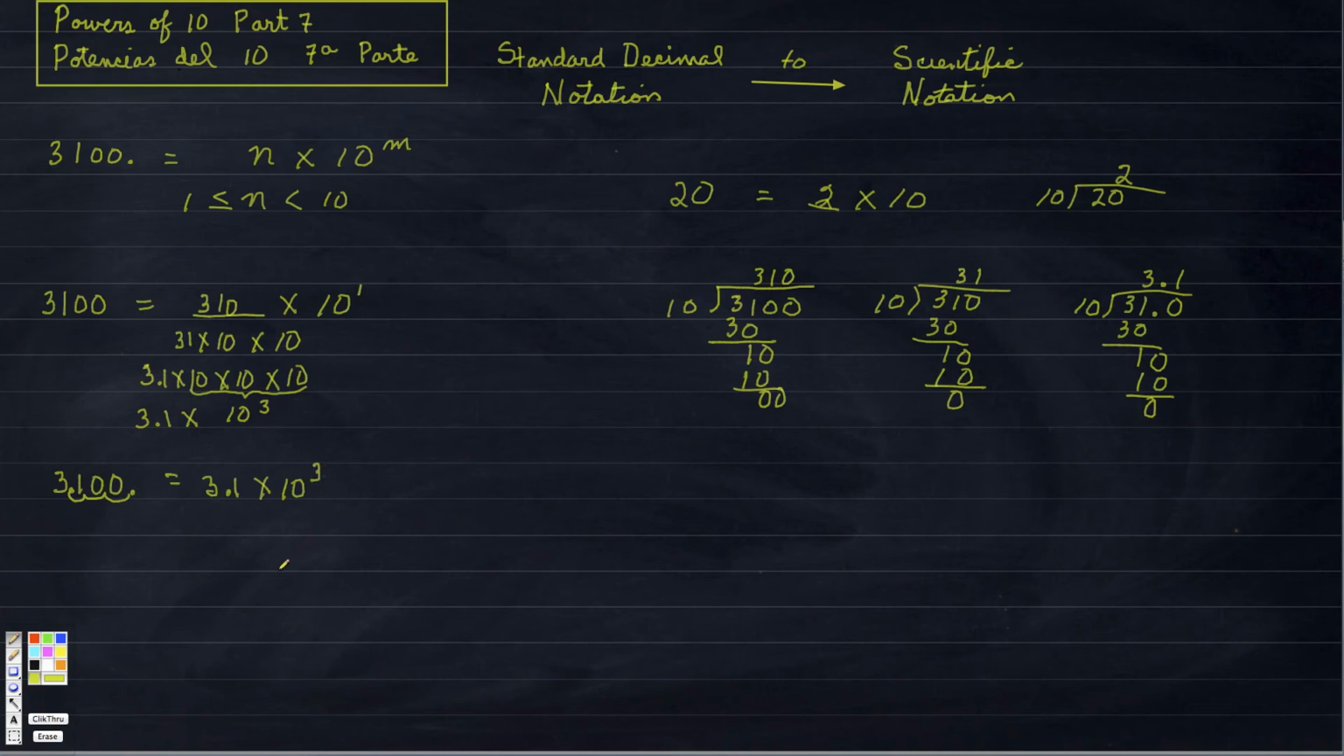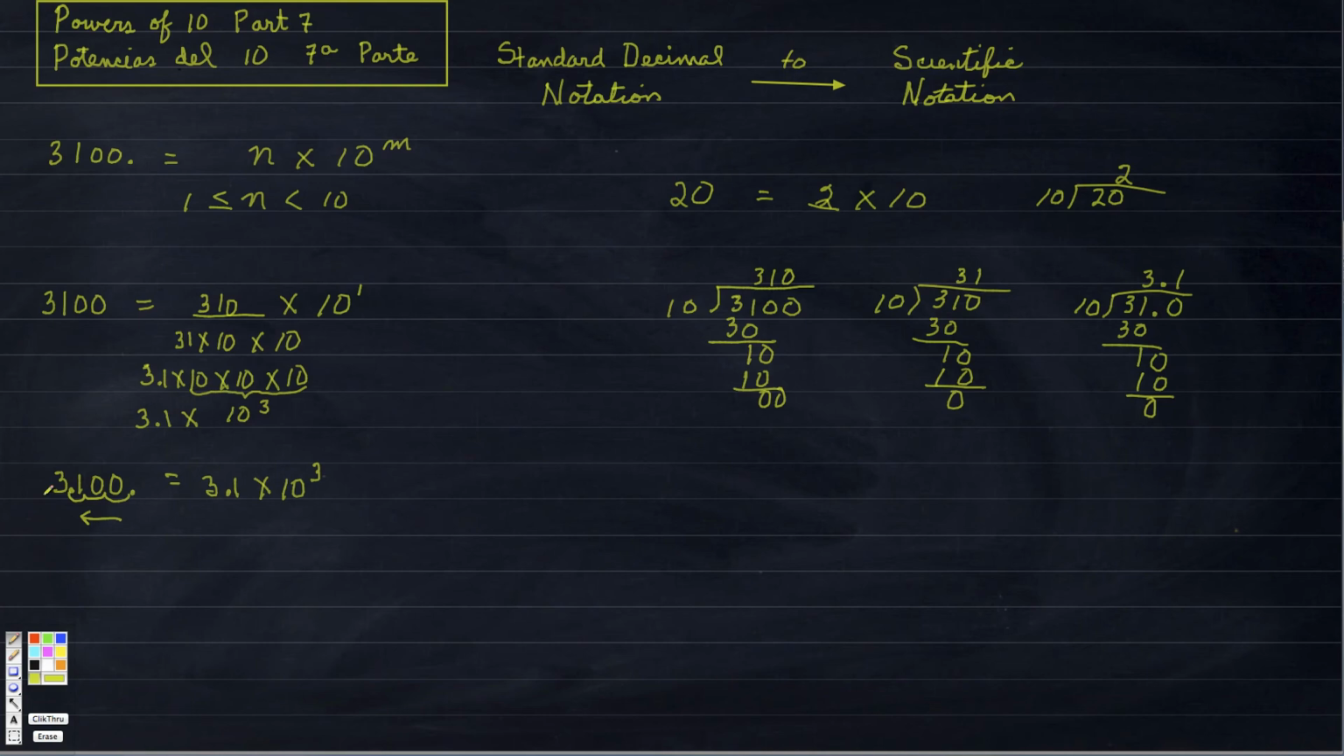Okay, so let me explain this in Spanish now. Lo que hicimos aquí en este problema fue repetidamente dividir con el 10, pero eso se toma mucho tiempo. Lo más fácil sería de nada más correr el punto a la izquierda. Siempre que dividimos con un 10 es lo mismo que mover el punto a la izquierda. Aquí lo voy a mover 3 lugares para que llegue al 3.1.